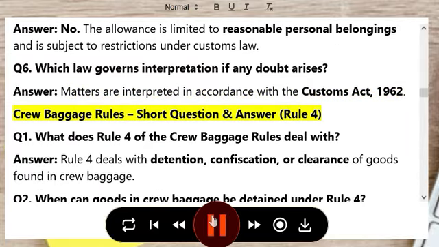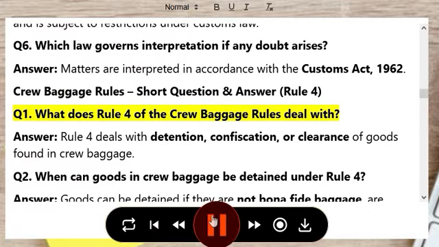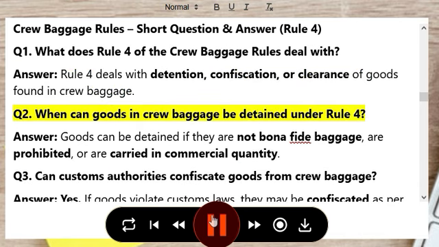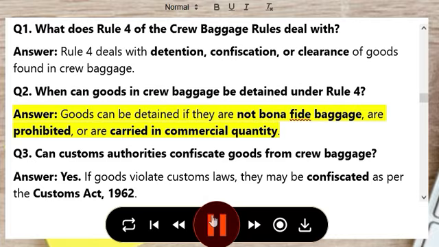Crew baggage rules. Short question answer. Rule 4. Q1. What does Rule 4 of the crew baggage rules deal with? Answer. Rule 4 deals with detention, confiscation, or clearance of goods found in crew baggage. Q2. When can goods in crew baggage be detained under Rule 4? Answer. Goods can be detained if they are not bona fide baggage, are prohibited, or are carried in commercial quantity.